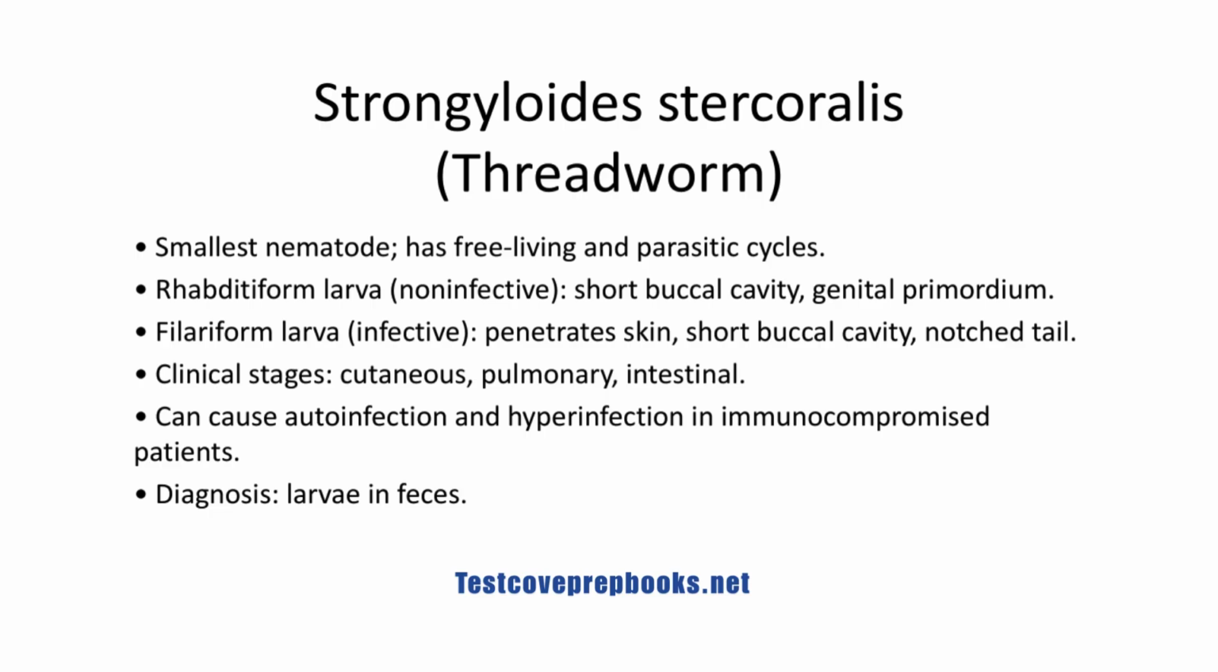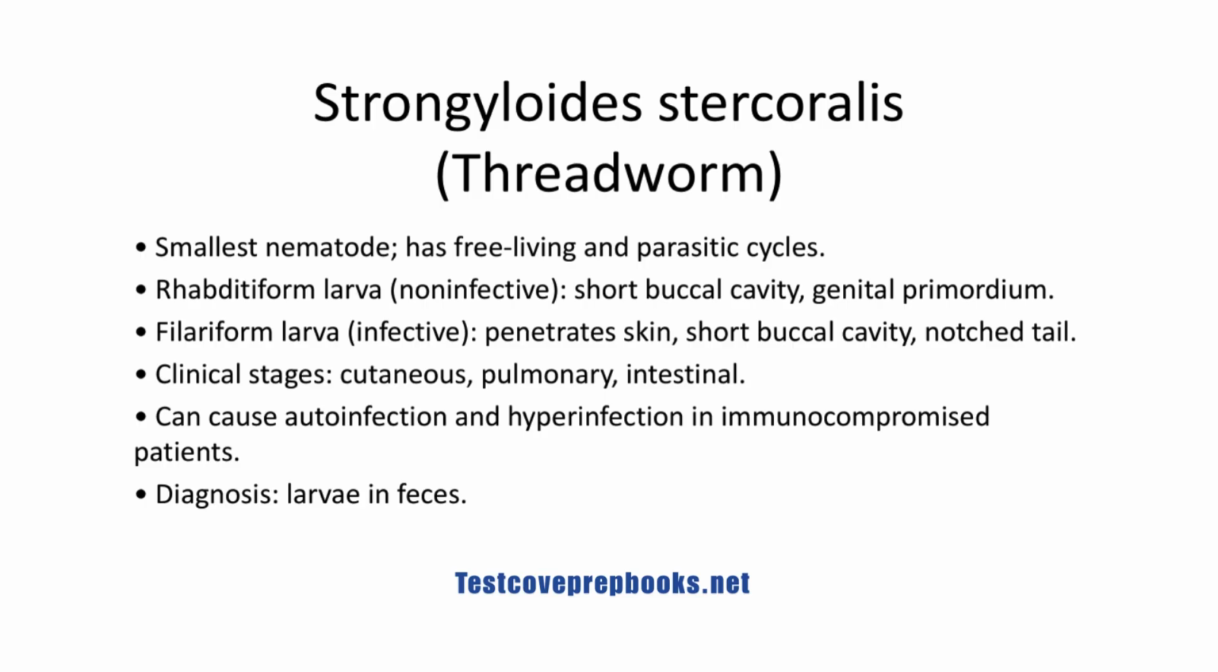Strongyloides stercoralis, or threadworm, is the smallest intestinal nematode. It has two larval forms. The rhabditiform larva is non-infective, has a short buccal cavity, and prominent genital primordium. The filariform larva, which is the infective stage, penetrates the skin and can be identified by a short buccal cavity and a notched tail. Eggs hatch in the intestinal mucosa and are rarely seen in feces.